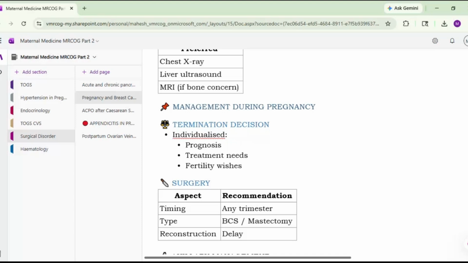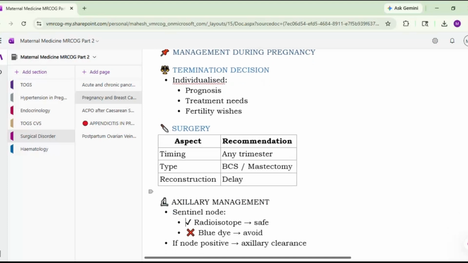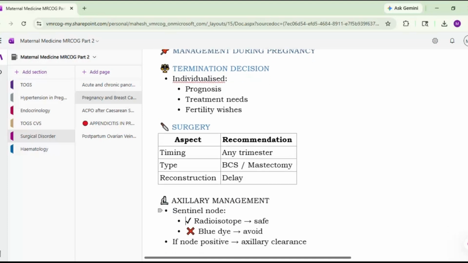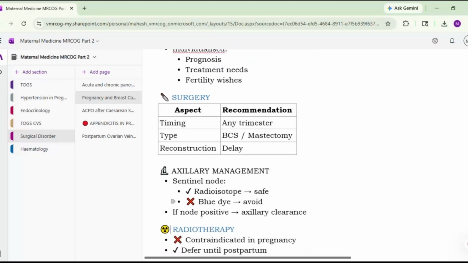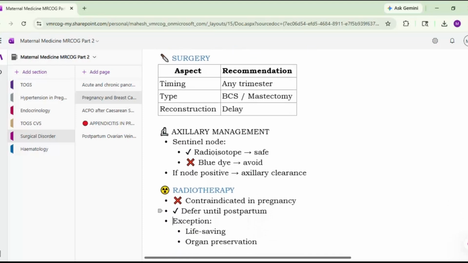The surgery can be performed in any trimester. Okay. Mastectomy can also be performed. Conservative surgery can also be performed, but the reconstruction will be done in the later period, not in the pregnancy. Okay.